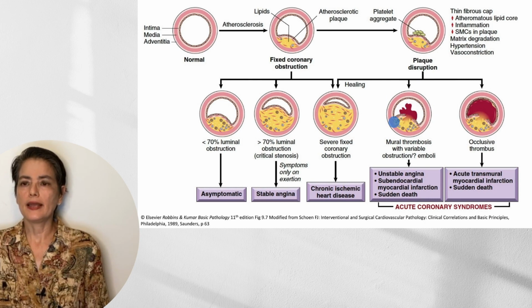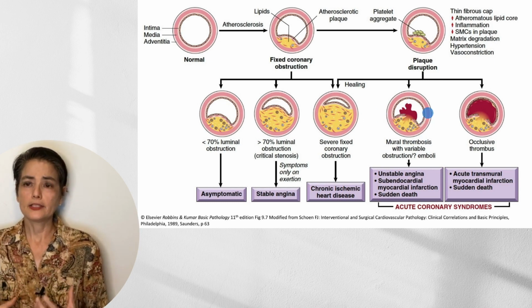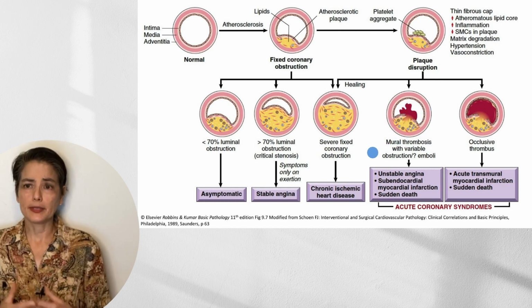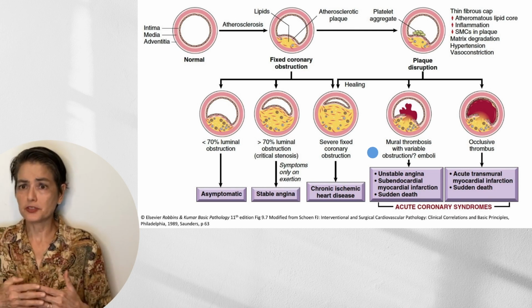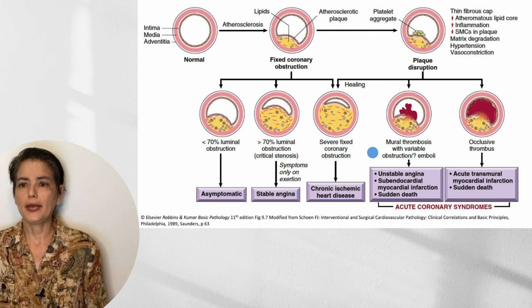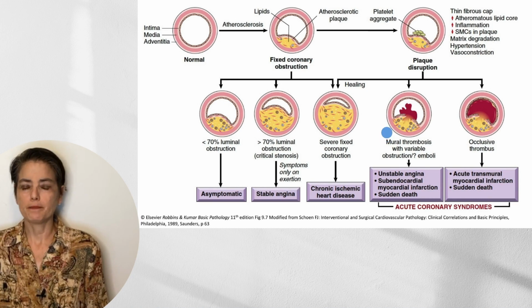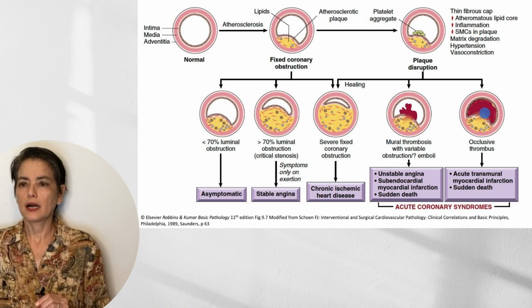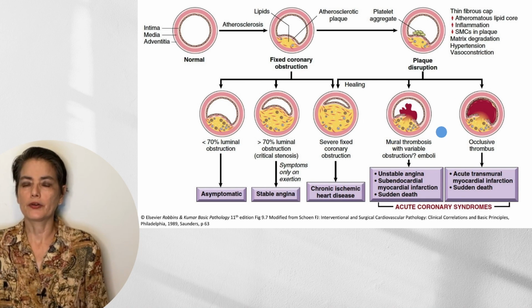So here we get a mural thrombus to this necrotic material that does not completely obstruct the lumen, so some blood is getting to the downstream tissue. When we get this, the patient will then have what is called unstable angina. So even if the patient stops exerting and just sits still, the patient will still have pain. We will also have the possibility of a subendocardial myocardial infarction. And this is when we have the zone of tissue right under the endocardium that becomes necrotic. And I'll explain why we see that when we have limited but not complete obstruction of the coronary artery. And another possibility is sudden death.